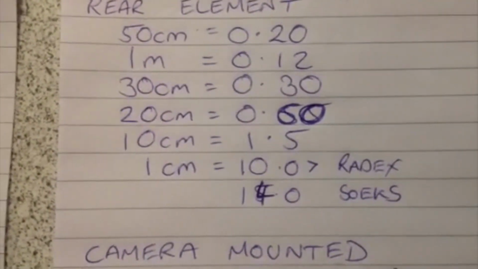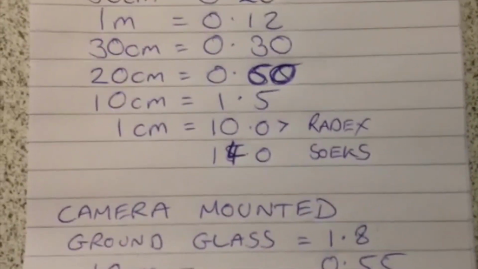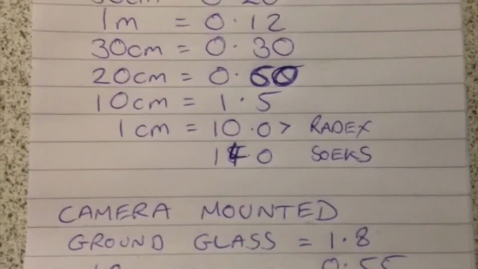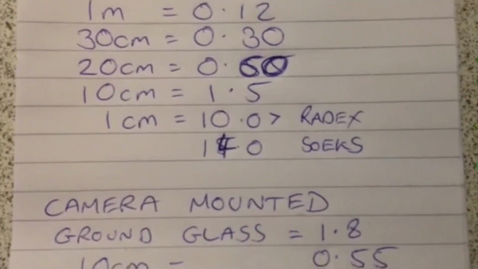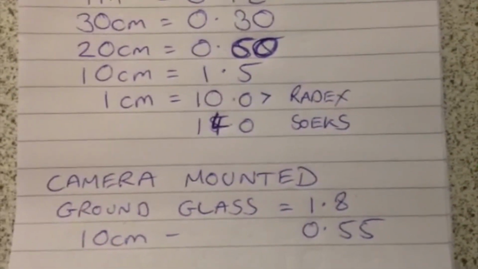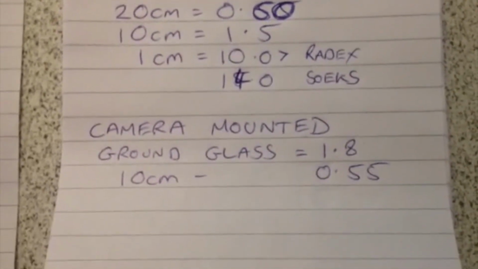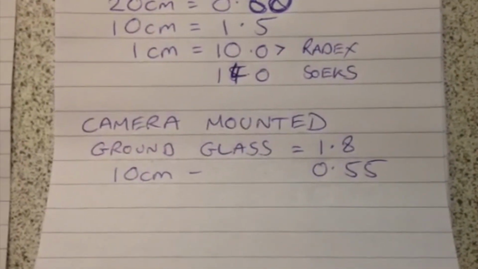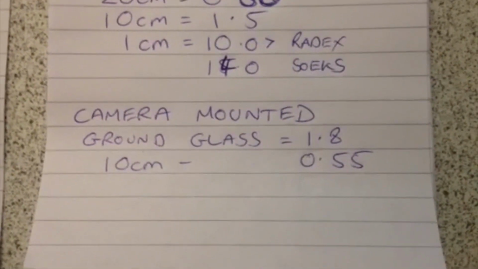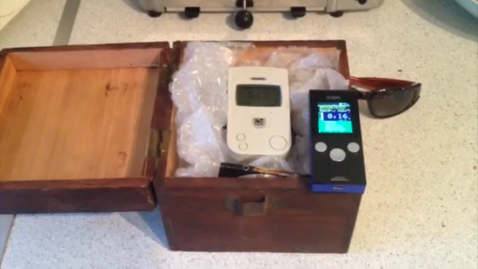But just look at those figures a bit closer. 10 centimetres, 1.5. At 1 centimetre, right on the back again, as we showed, the Radiation Alert just doesn't go any higher. And the Soeks is showing 14 microsieverts, so about 100 times background levels of radiation. With the camera mounted on the ground glass, at 10 centimetres, again 0.5 of a microsievert. So, fairly interesting.